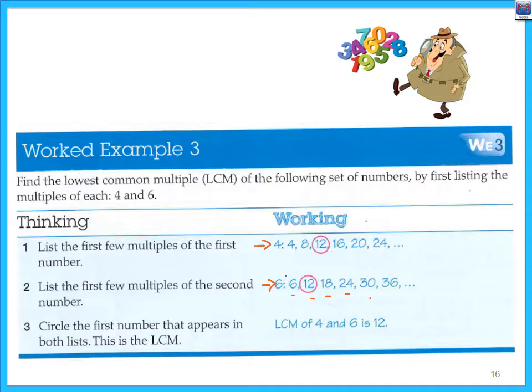And all you've got to do is identify which number is the lowest number that is in both of those lists. We can see that 24 is in both of those lists, but it's not the lowest one that's in common between the two lists. Number 12 is the lowest number that's in common. And we write a statement like this at the end. The lowest common multiple of 4 and 6 is 12. This sort of writing that's written here in blue is the kind of working that you need to have in your books.